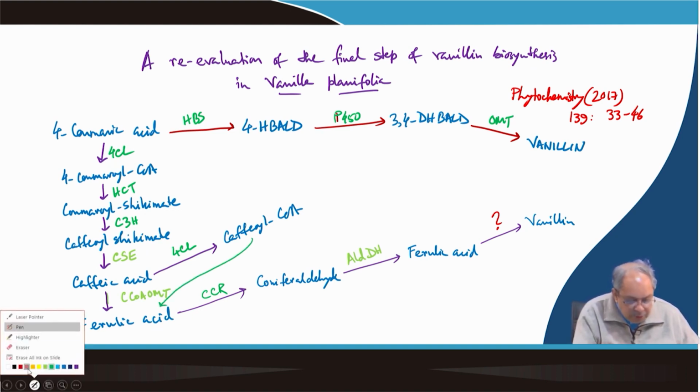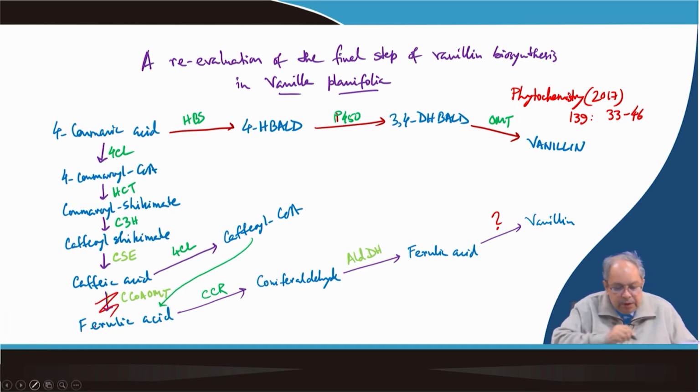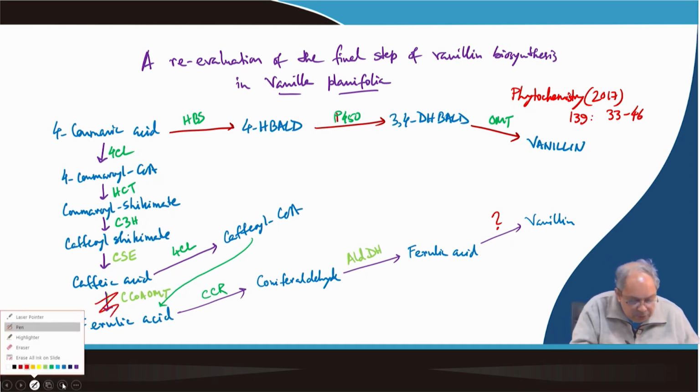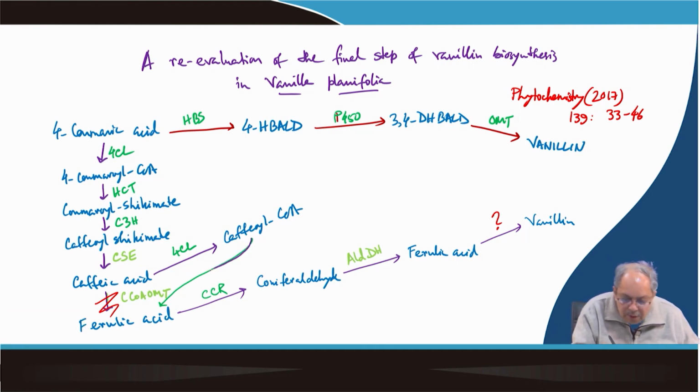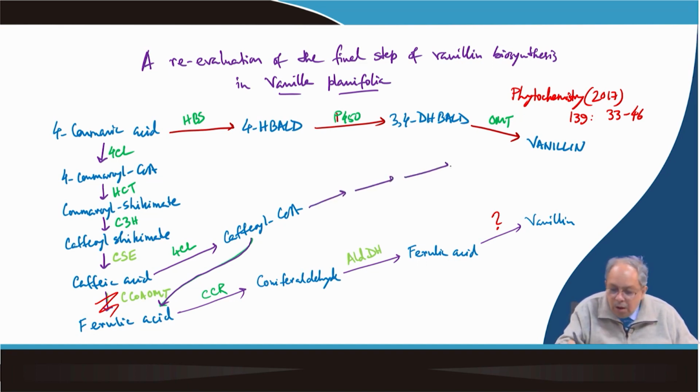So, in other words, this may not be the case. And then it is converted like this. And the caffeoyl-CoA can take part in the formation of vanillin through some undefined routes.